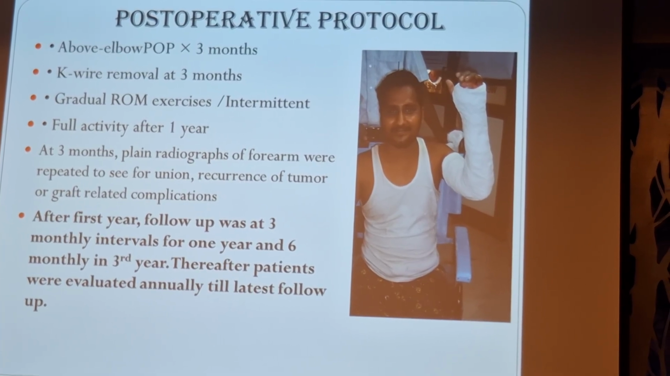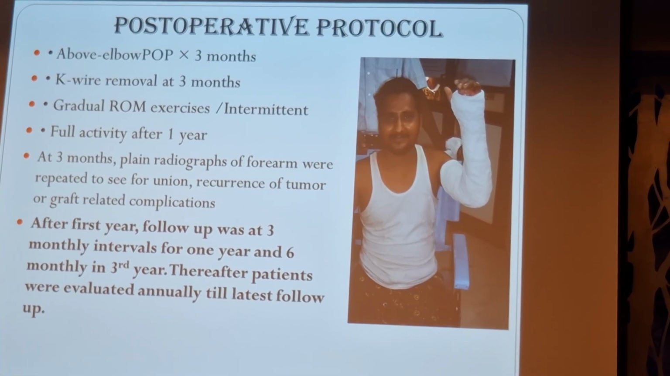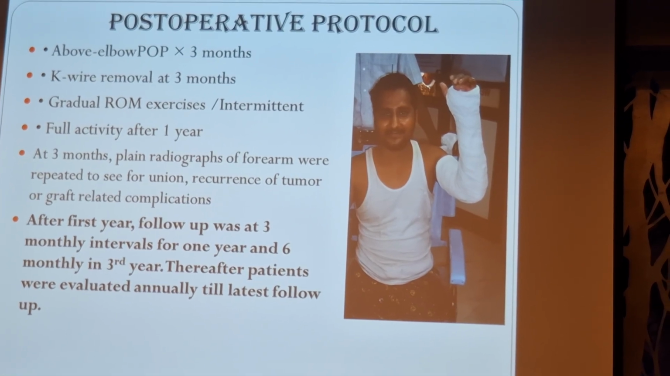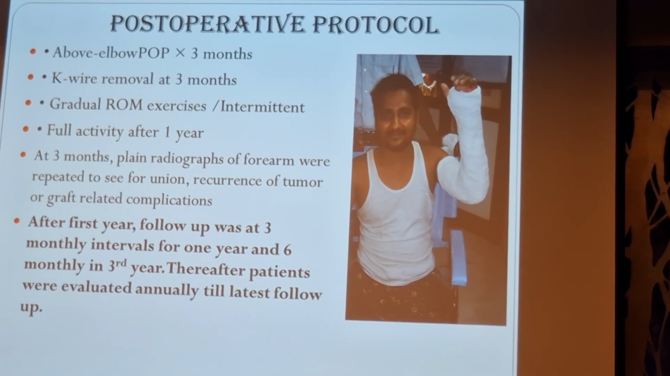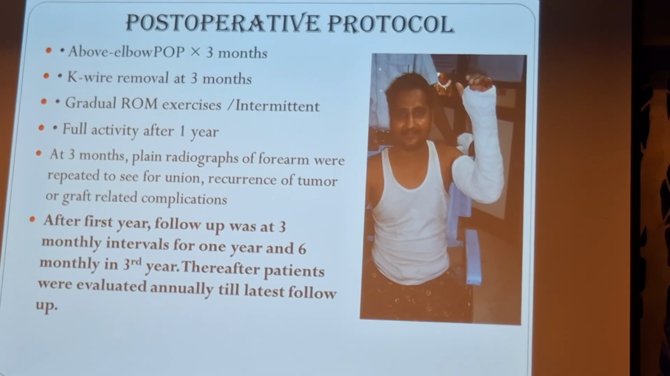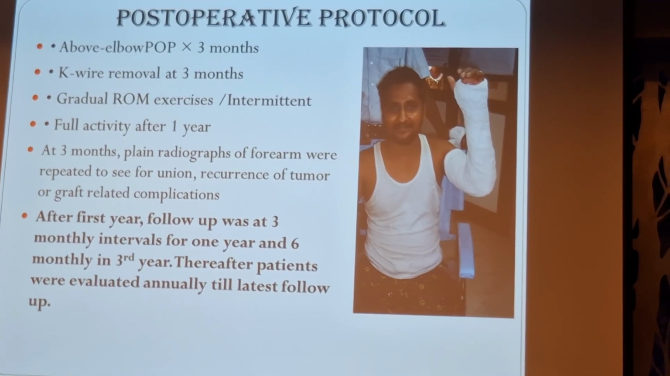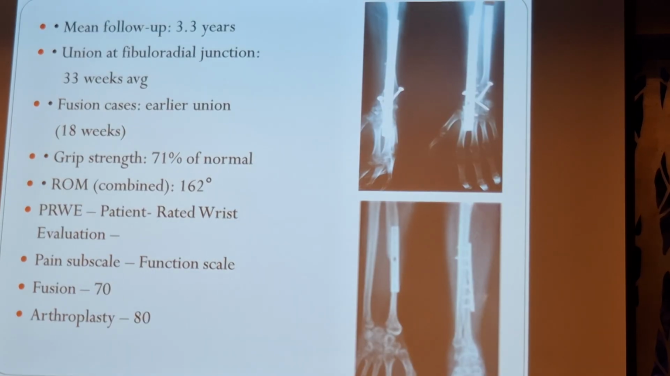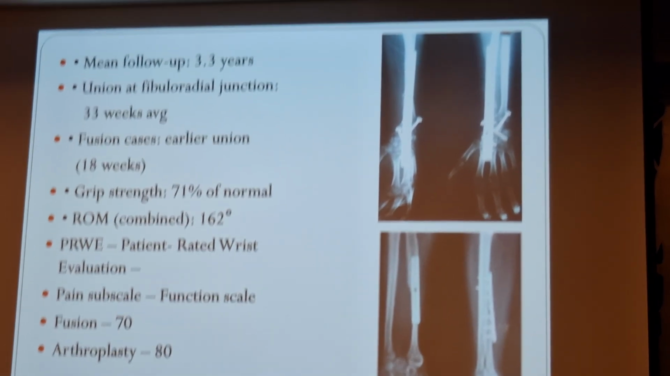At 3 months, plain radiographs of the forearm were repeated to see the union, recurrence of the tumor, or graft-related complications. After the first year, follow-up was at 3 monthly intervals for 1 year and 6 monthly intervals for 3 years. Thereafter, patients were evaluated annually to the latest follow-up. Mean follow-up was 3.3 years.